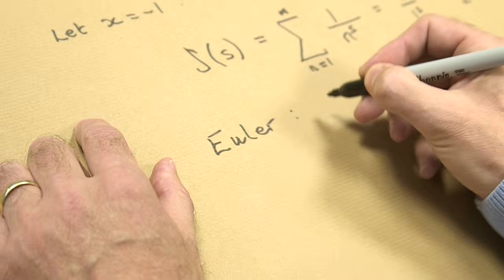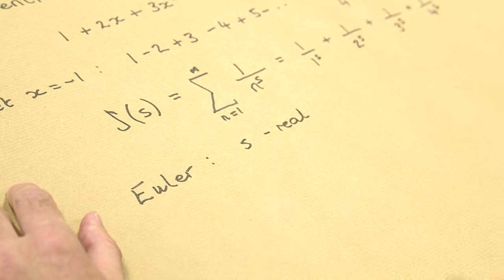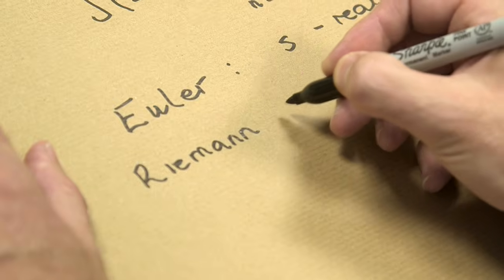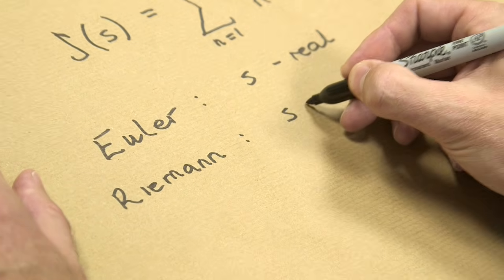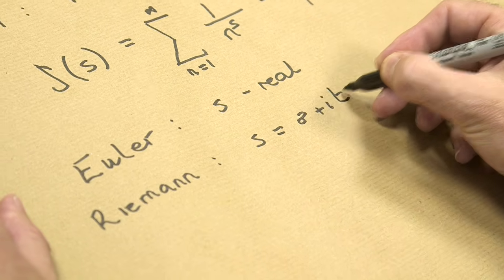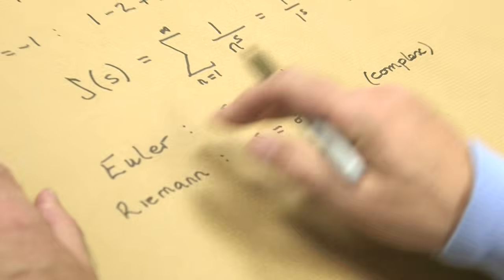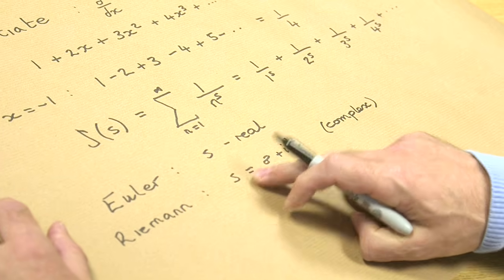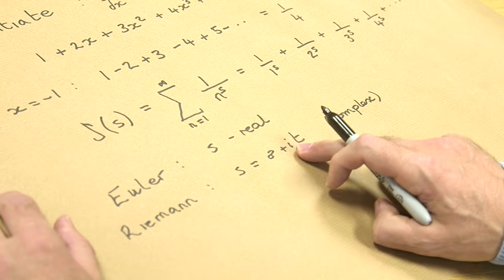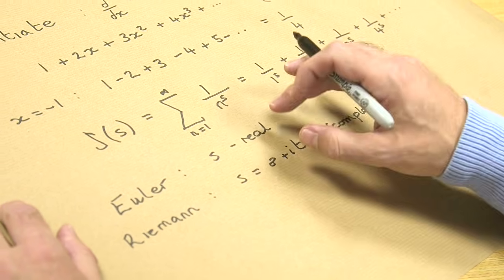Now Euler said that s was real. It was a regular number along the real axis. What Riemann did, and I'll just quote it here for now, is that he allowed s to be made up of a real part, which we'll call sigma, plus an imaginary part, which we'll call t. So this is a complex number. This was the difference between Euler's approach and Riemann's. Riemann generalized Euler. Sigma is the real bit, and t is the complex bit. It's an imaginary number because it's i times t, and together they form a complex number. We're going to concentrate on the real bit here.